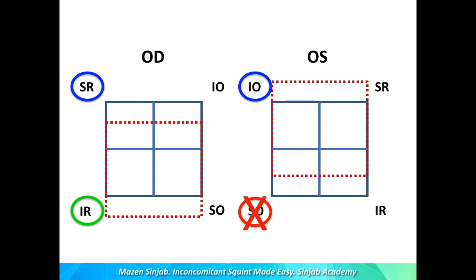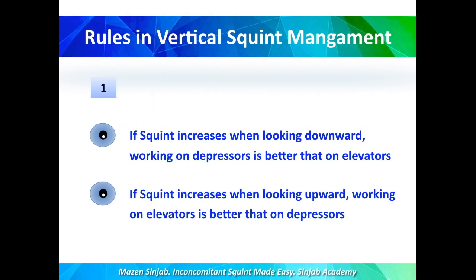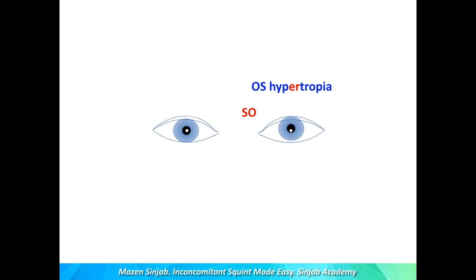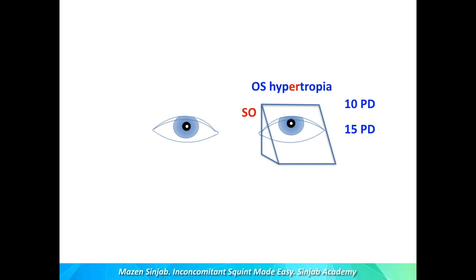In order to select the best muscle to be operated on, we go through the rules. Rule number 1. If squint increases when looking downward, working on depressors is better than on elevators, and vice versa. So I'm going to measure the amount of hypertropia in the primary position of gaze. It shows 15 prism diopters. Up gaze, it is 10 prism diopters, and down gaze it is 23 prism diopters.